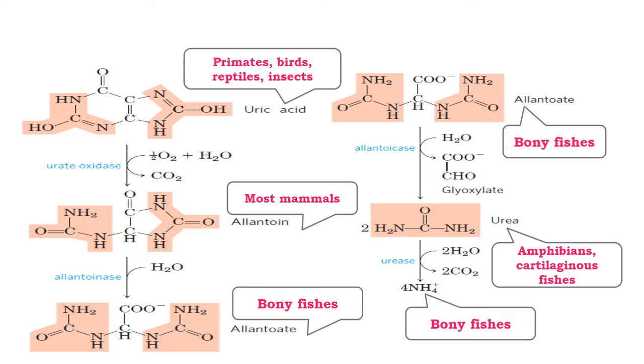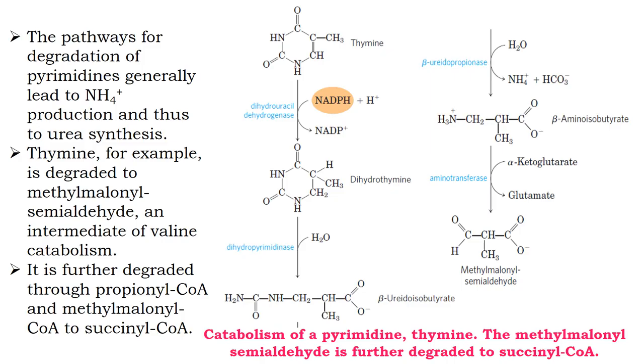Now I have shown different forms of the excreta of different organisms. For example, some birds, reptiles, insects or some of the primates can directly excrete uric acid, whereas most mammals will excrete allantoin, and some of the bony fish will excrete allantoate, and so on. So human beings excrete in the form of urea or uric acid.